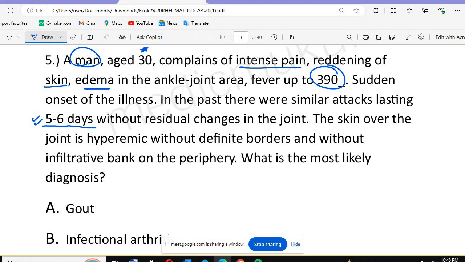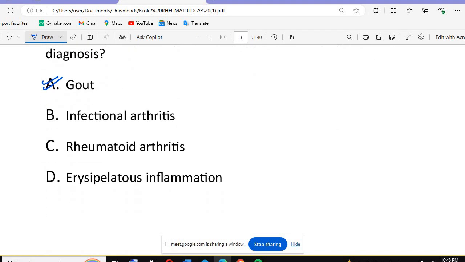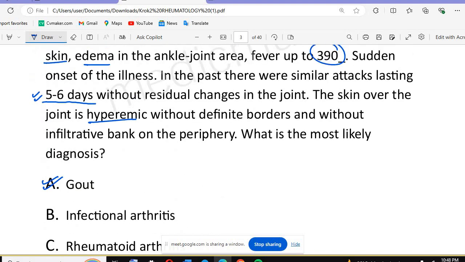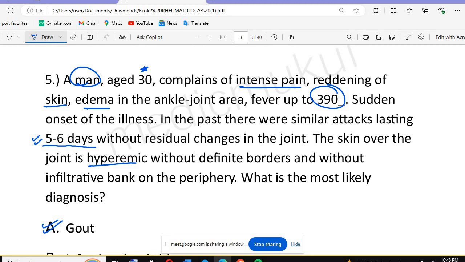The skin over the joint is hyperemic without definitive borders, without infiltrative banks on the periphery. So what is the most likely diagnosis here? That is gout. The other option, rheumatoid arthritis, we have already discussed.